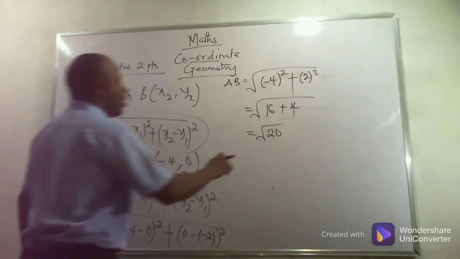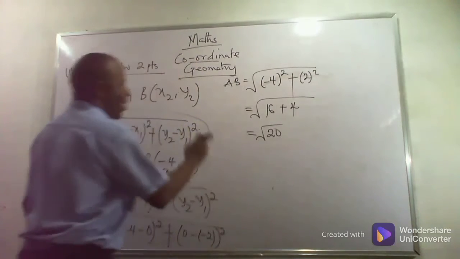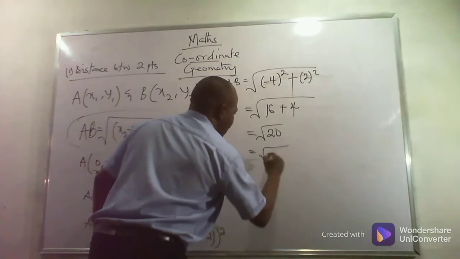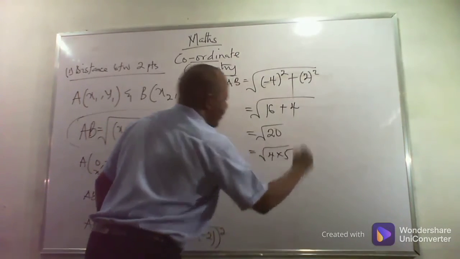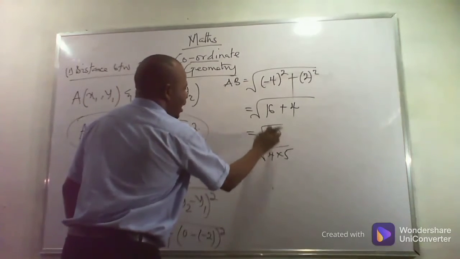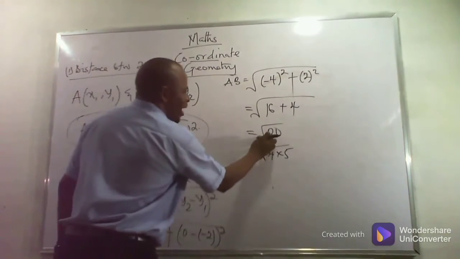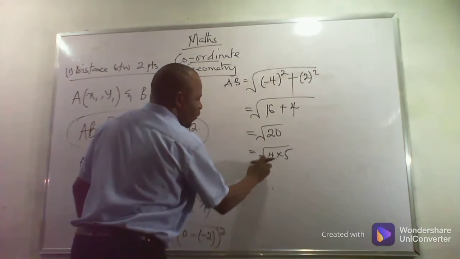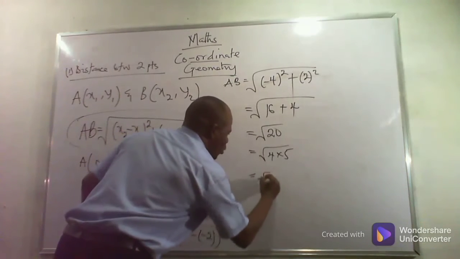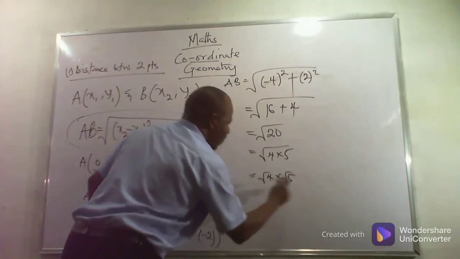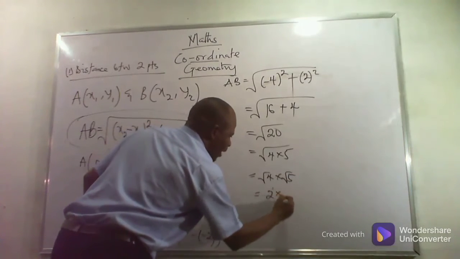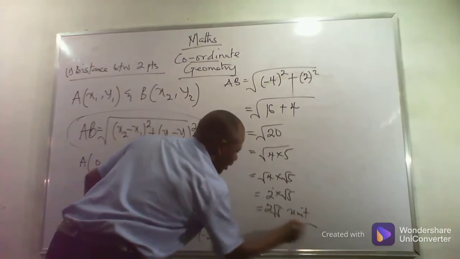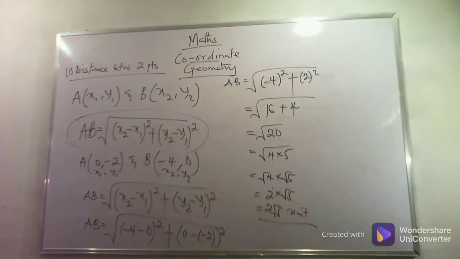Now, if you follow this very well, you have 20. But we can express this 20 as 4 times 5. There is a topic in mathematics we call surds. So you cannot leave this like this. So you have the word simplify. So 20 is the same thing as 4 times 5. So you have root 4 times root 5. What is root 4? That is 2 times root 5. So your final answer will be what? 2 root 5 units. That is the solution to example number 3.